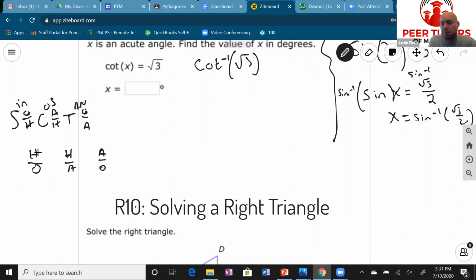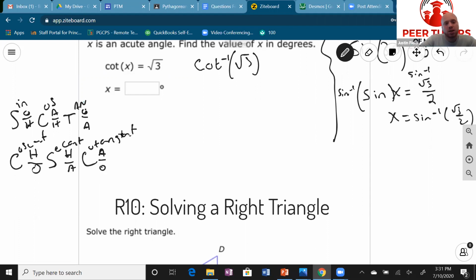But what is hypotenuse over opposite? Well, that is called cosecant. I know. Like, what? All right. And then hypotenuse over adjacent is called secant. And adjacent over hypotenuse is called cotangent.